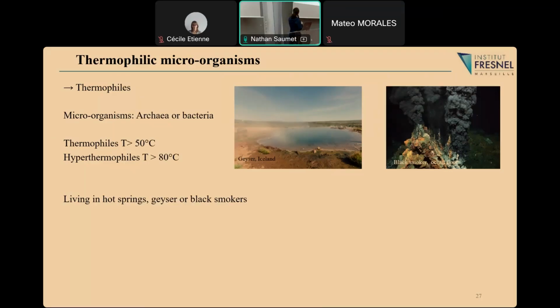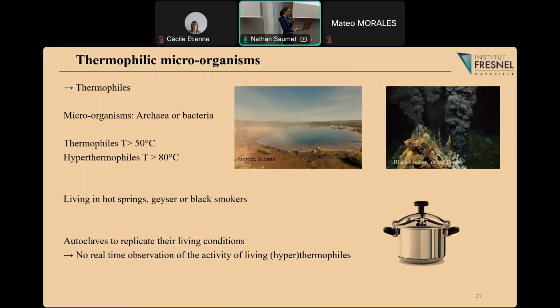So let's go back to thermophiles. Thermophiles need at least 50 degrees to live, so we can find them in geysers and hot springs. We can also find hyperthermophiles that need 80 degrees to live. Biologists have been studying them for many years, but they need autoclaves to replicate their living conditions. And an autoclave is nothing more than a pressure pot, so you cannot see what is inside. You cannot observe them living. That's really bad for a biologist, to observe a microorganism only when it's dead. So they were only able to do post-mortem observation.